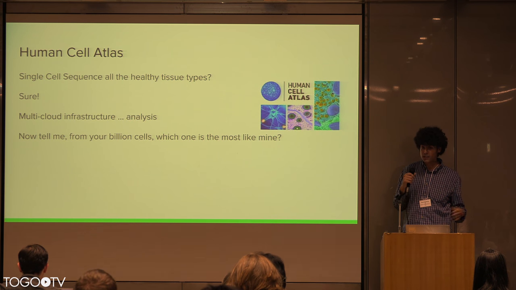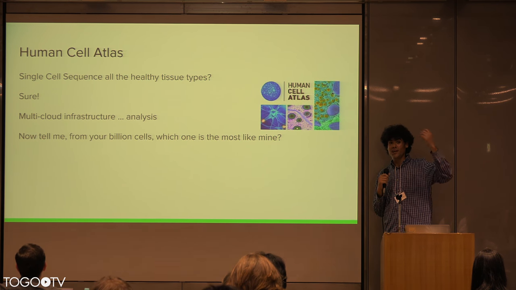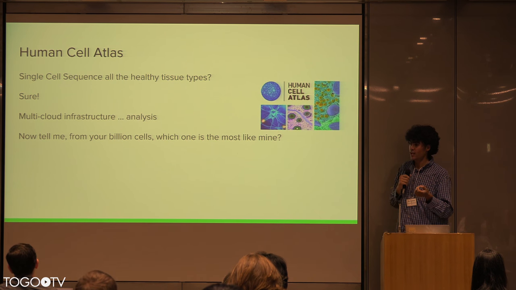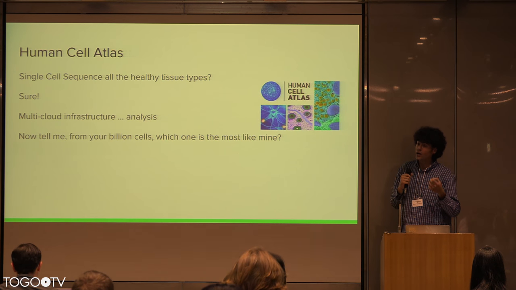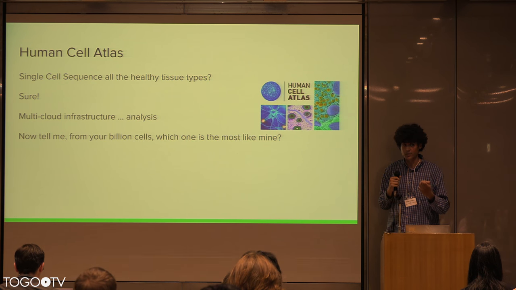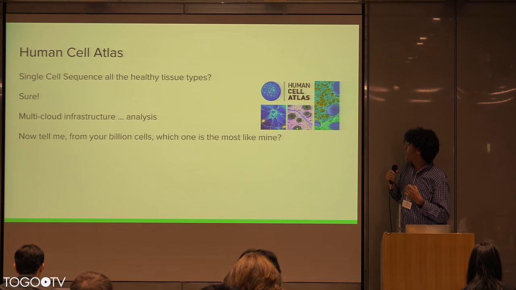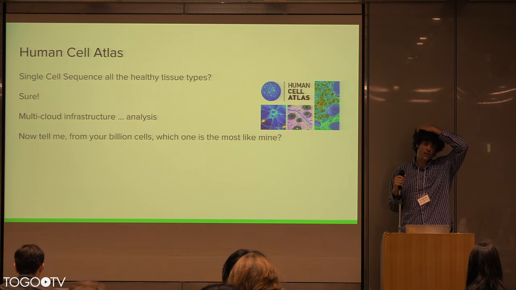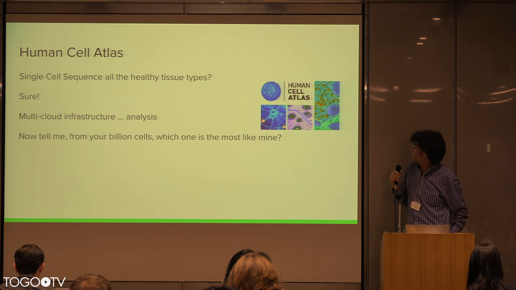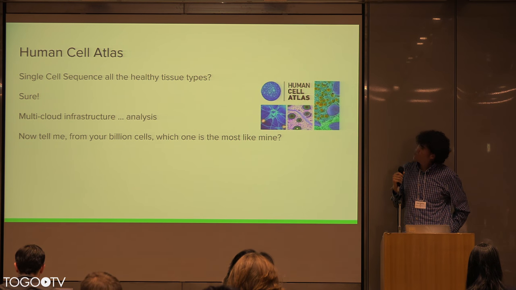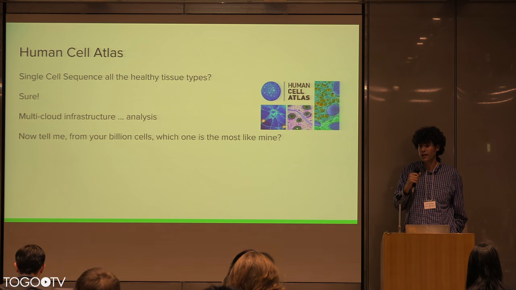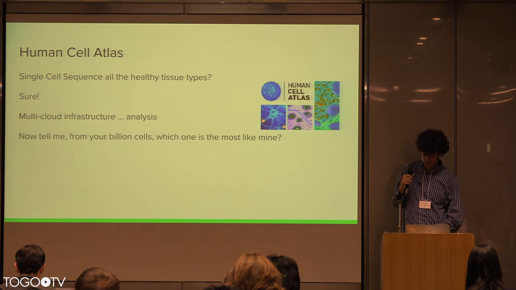With my last 40 seconds, I want to get you excited about another acronym that's shorter than GA4GH, which is HCA, the Human Cell Atlas, an effort to catalog all of the healthy human cell types across a number of different donors. This will be a multi-cloud infrastructure. These data are already being pushed out onto Amazon, some of the prototypes. My job is more or less moving data around and then providing it back to this community so that they can use it.